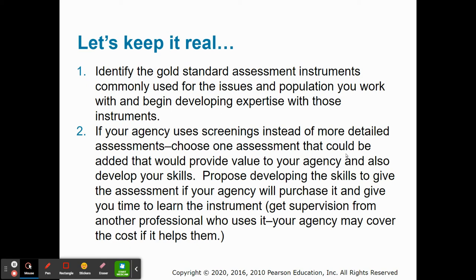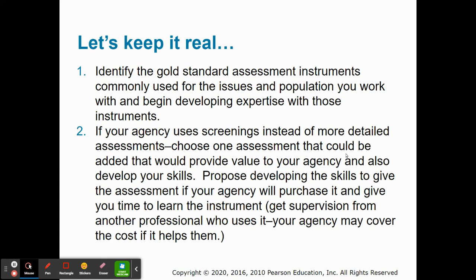So under number two, identify what's in it for the agency, and do a proposal to your supervisor. Say, "Hey, I am willing to learn how to give this instrument if you're willing to support me in that." If the agency is willing to buy the instrument and help you find supervision, or pay for the supervision that you need, then that's going to be good for them. And it's also going to be a way to develop your skills.